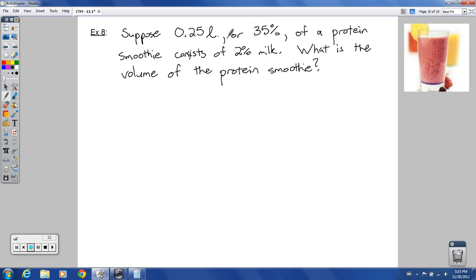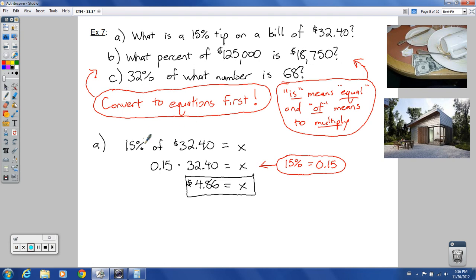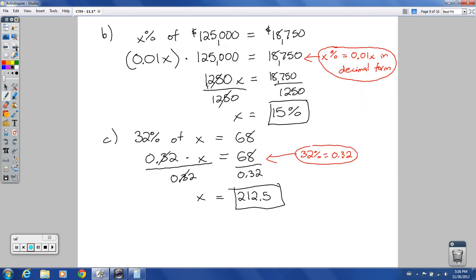So let's say, suppose this is true. So what is the volume? This is talking about the total volume. So back here, when we thought about these kinds of problems, we would have the percent of the total equals a certain amount. So that's the same thing we're doing here. Percent of total equals a certain amount. I think that's probably even a good thing to write here.